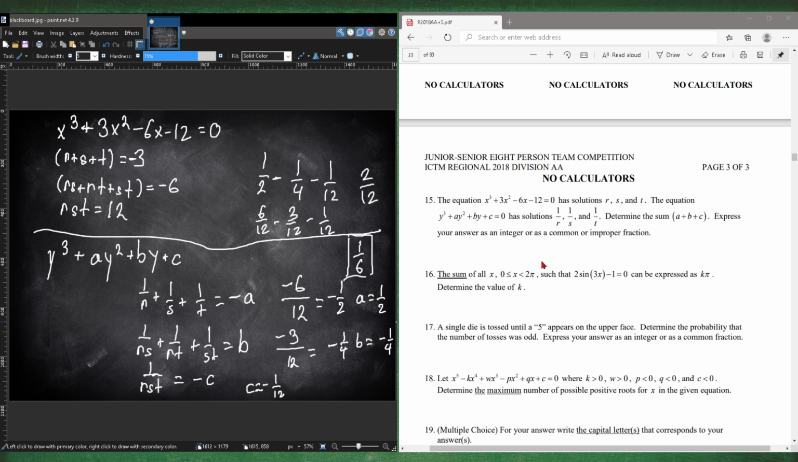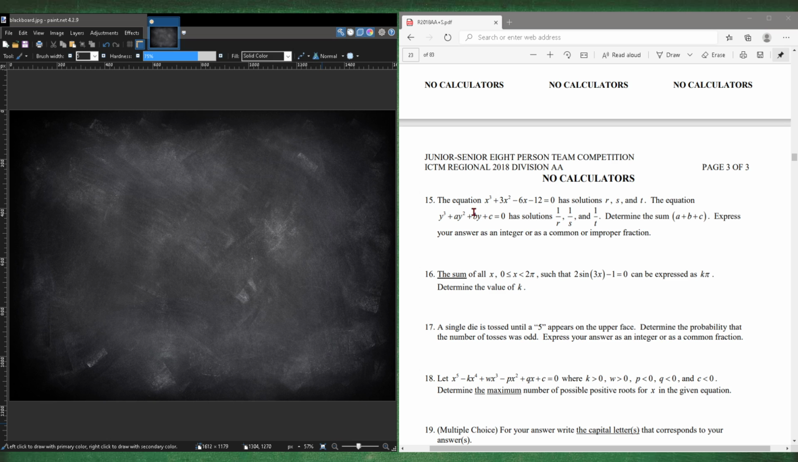So you don't even need to solve for the roots. All we have to do is manipulate our variables around. And this is a really good idea for polynomials.